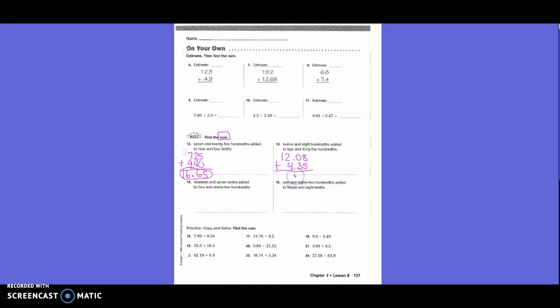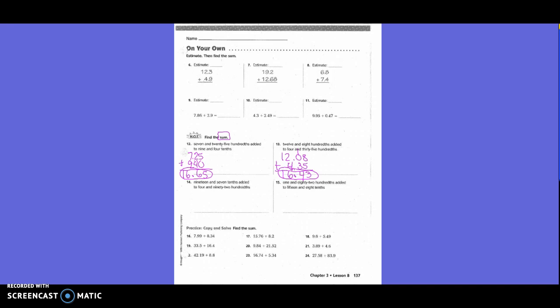What do I do first? Bring down my decimal. 8 plus 5 is 13. Carry my 1. 1 plus 0 plus 3 is 4. 2 plus 4 is 6, and bring down my 1. So my answer is 16 and 43 hundredths. Okay.